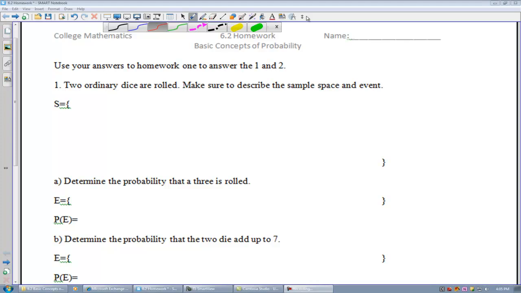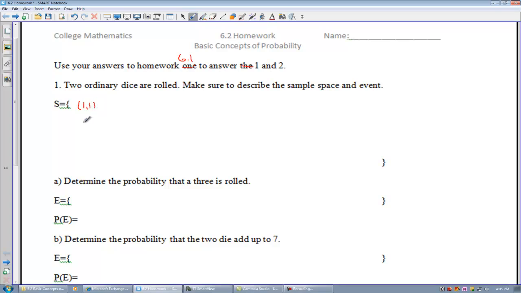Okay, so this is 6.2 homework, basic concepts of probability. We want to use our answers to homework 6.1 to answer 1 and 2. So two ordinary dice are rolled. Make sure to describe the sample space and the event space. So over here, you can look on 6.1, just copy these down.